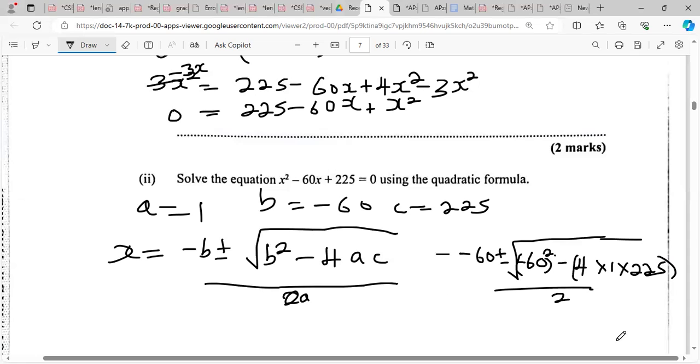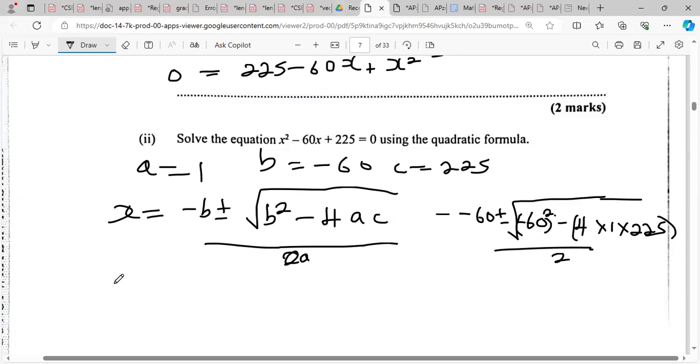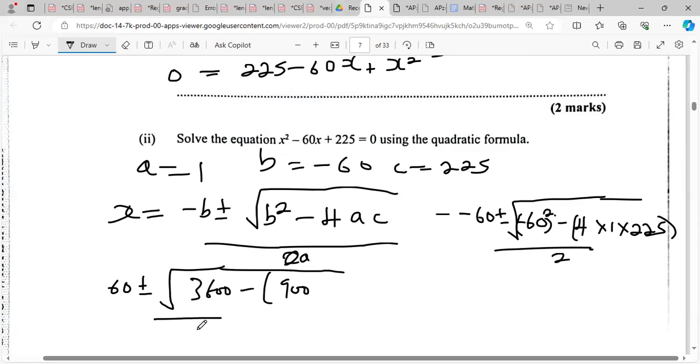I'm going to do the math now. So we have this equal to negative negative 60, which gives positive 60, plus or minus the square root of 60 times 60, that's 3600, minus 4 times 1 times 225. 225 times 4 equals 900. So 3600 minus 900 leaves 2700, all over 2.